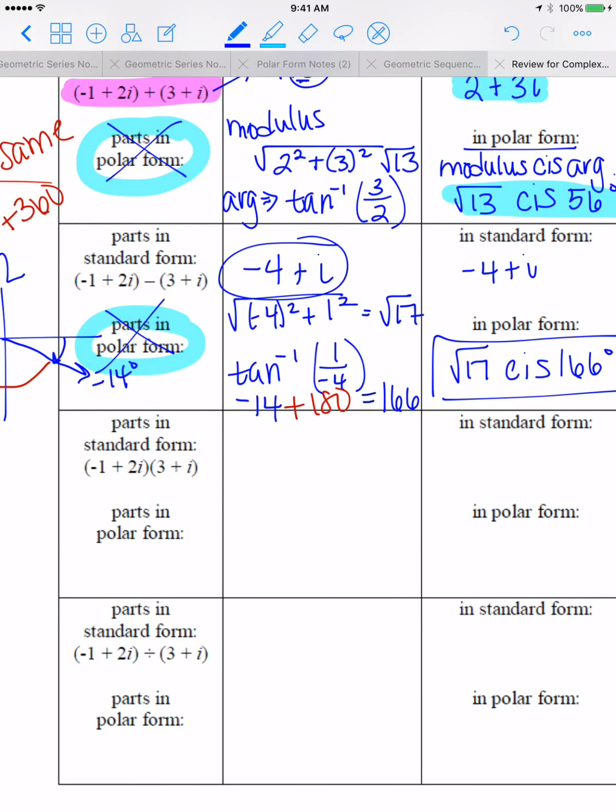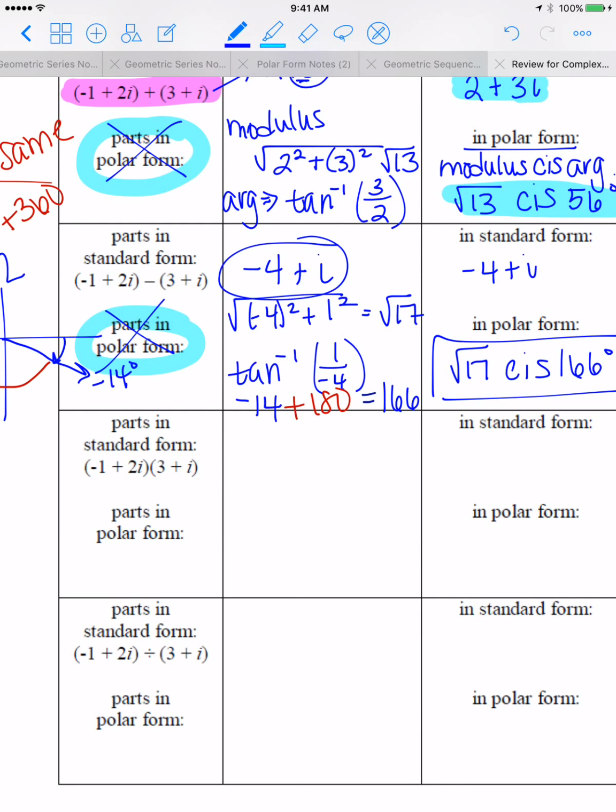Okay, back again for part two. So now we're going to be multiplying in complex form. We can do this two ways. We can do this in standard form, which let's do that first, and then we're going to do it in polar form because we've got those tricks that we can use.